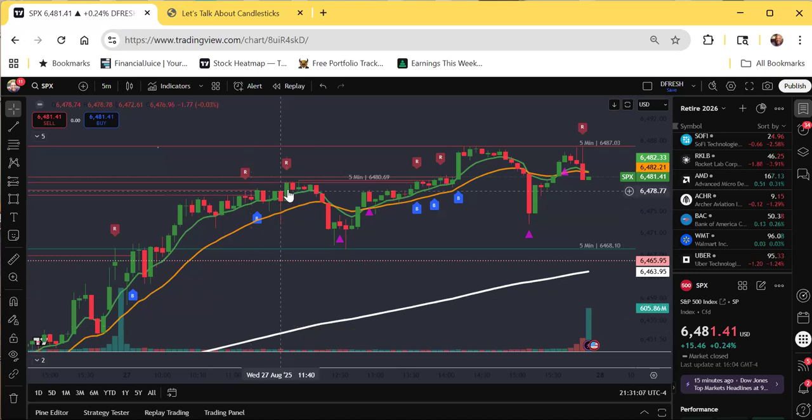Your 8 is right on that candle. Yes, your 8 is right on that candle. So does it need to be on it or above it? It needs to.